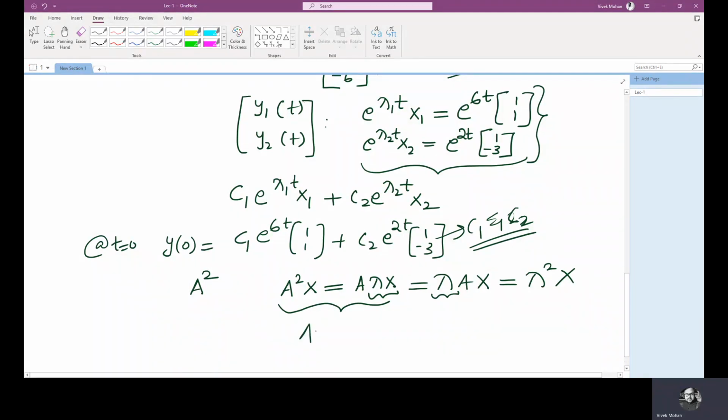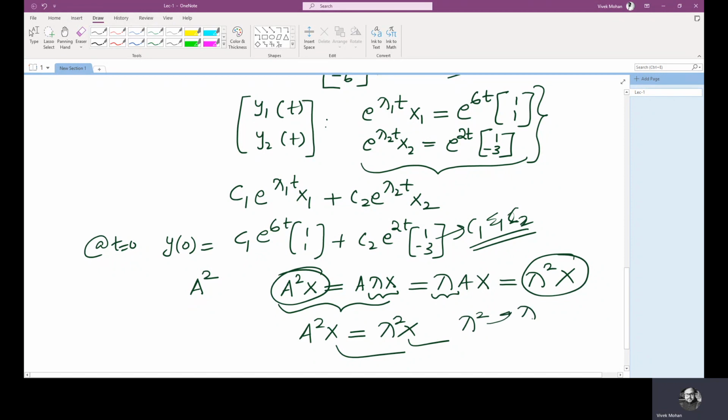So this can be written as A squared x equals lambda squared x, right? A squared x equals lambda squared x. Okay, x is the same here. Only difference is in the eigenvalue. Eigenvalue has become lambda squared now. Earlier it was lambda. So this gives an interesting property.